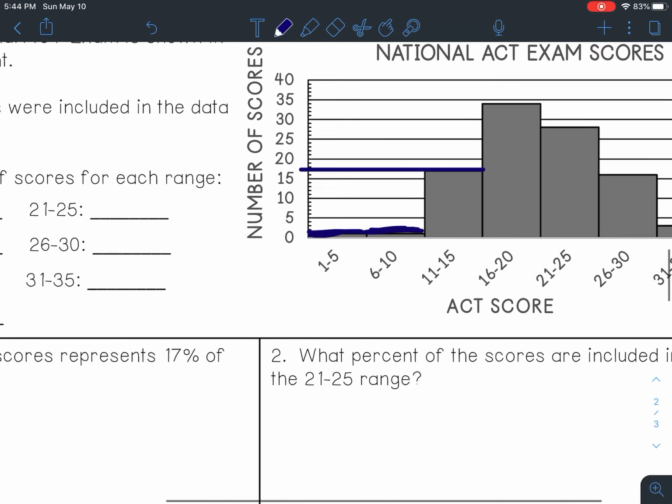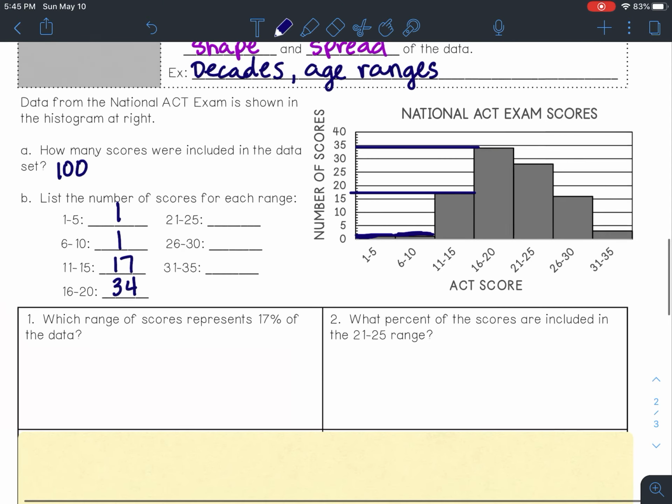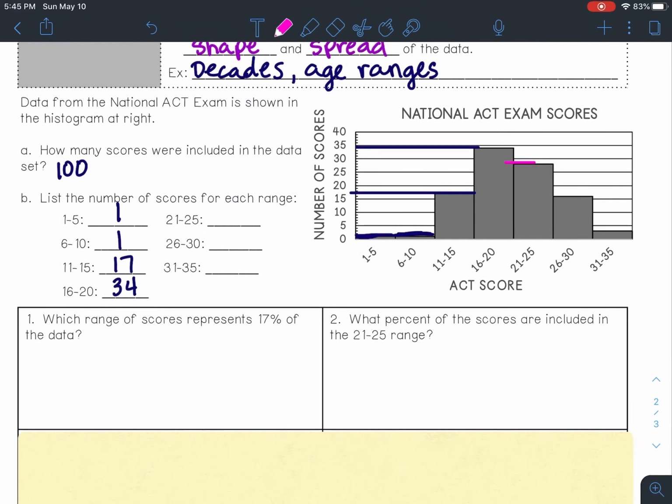The next one, 16 through 20. It shows that I have 34. 21 to 25. Let me change up my color here. It brings me to about 28. My 26 to 30 range brings me to about 16. And then my 31 to 35 range brings me to about 3.